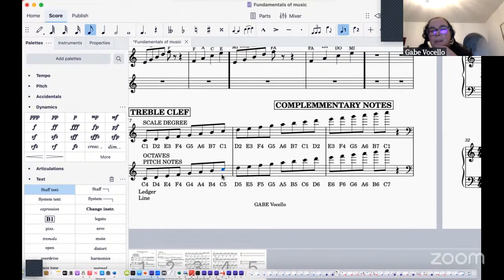C5 until B5 is the scale of the C5 octave. The next C is C6. From C6 until B is within the scale, B6 and then C7. Let's add the keyboard here.